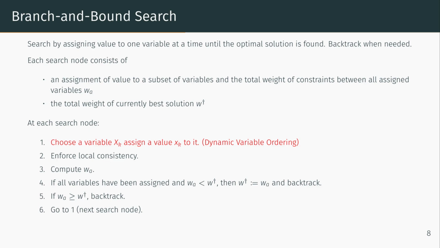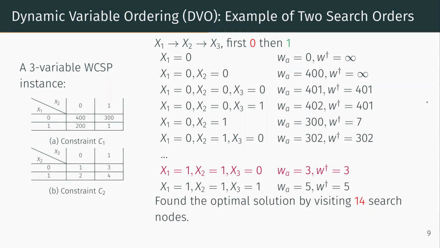Otherwise, if not all variables have been assigned, then if WA is already worse than the currently best known solution, then we backtrack. There's no need to go down further. And after that, we go back to the next search node.